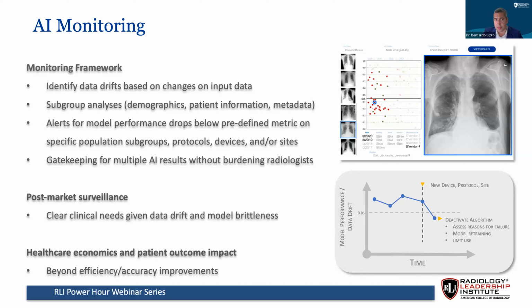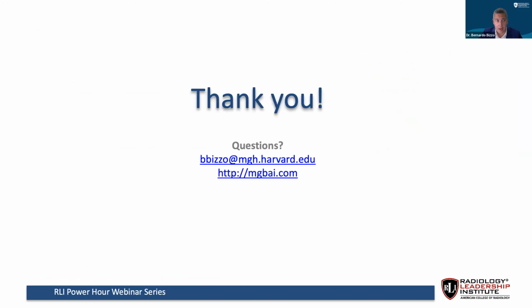It will be important to think about gatekeeping for multiple algorithms running on the same study in a way that's not burdensome for radiologists. And finally, we should go way beyond measuring just physician efficiency and accuracy improvements, and really assess how AI will impact treatment decisions, patient outcomes, and of course, also downstream economics while ensuring quality and safety of clinical care. Thank you, and I'm happy to take any questions in the end.